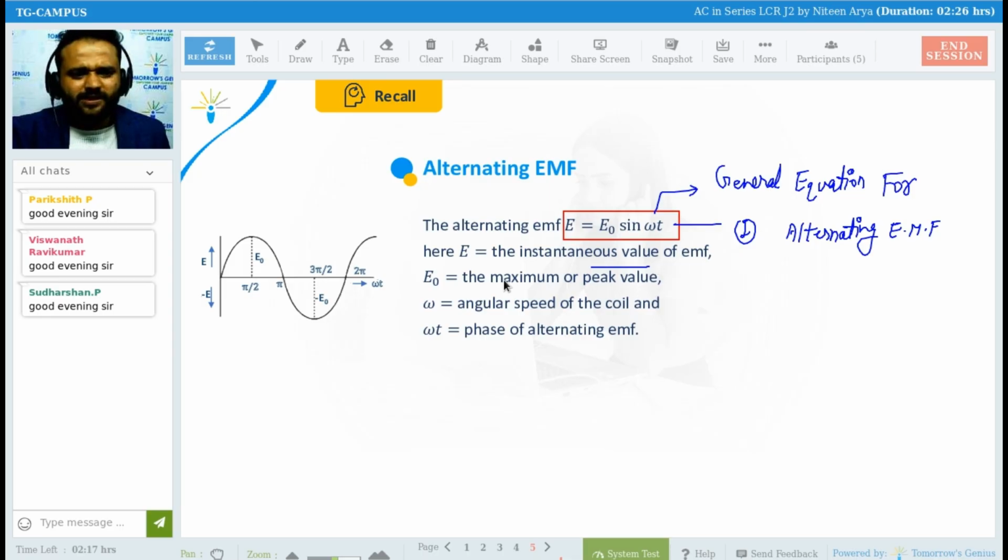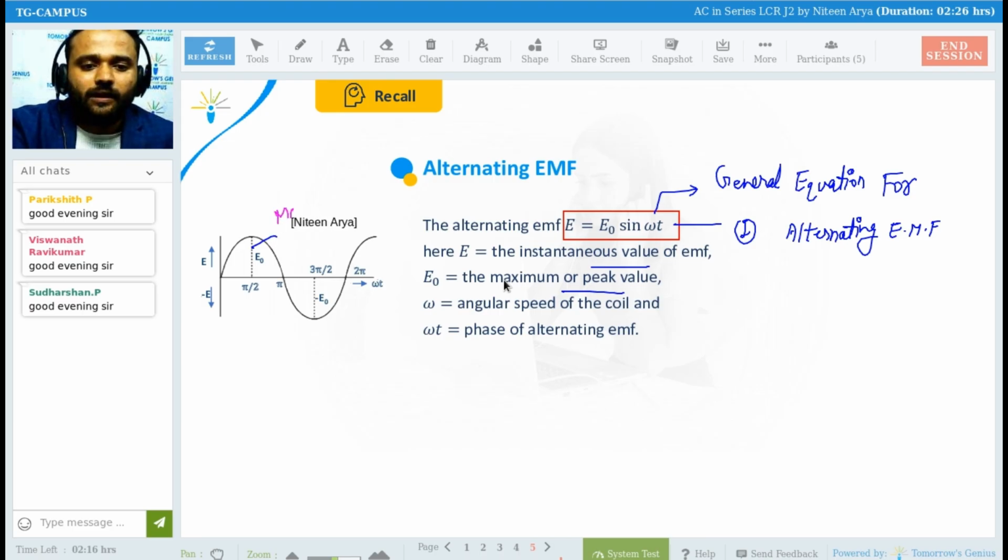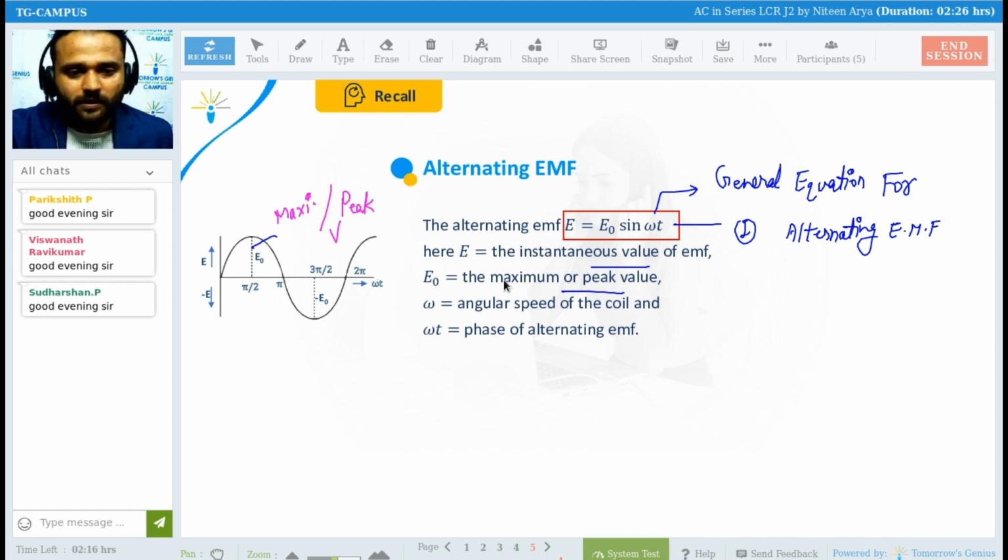What does instantaneous mean? At any particular instant of time. Suppose you want to find it at the time 2 seconds, 4 seconds, 5 seconds, n seconds, any particular duration. That is why it is given the name instantaneous. E naught is the maximum or peak value. I already defined this so many times. This E naught is your maximum or peak value. Either you can write maximum or you can write peak value. Is this clear?